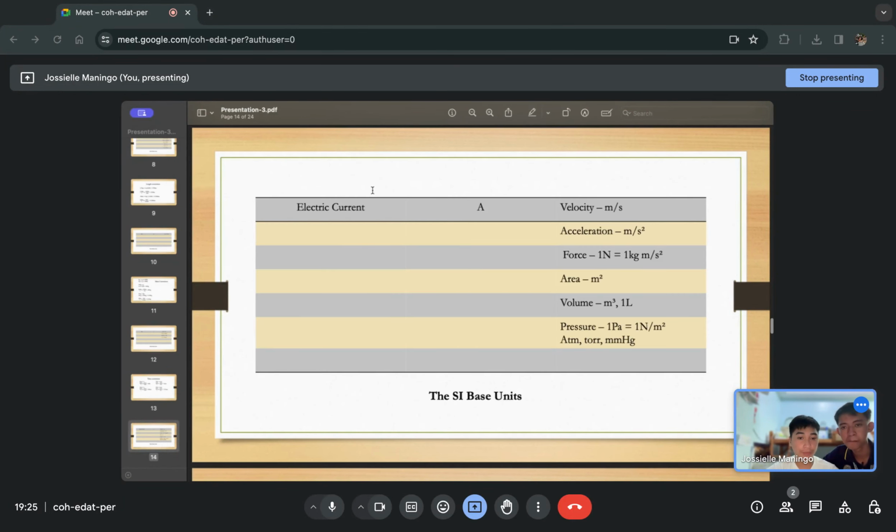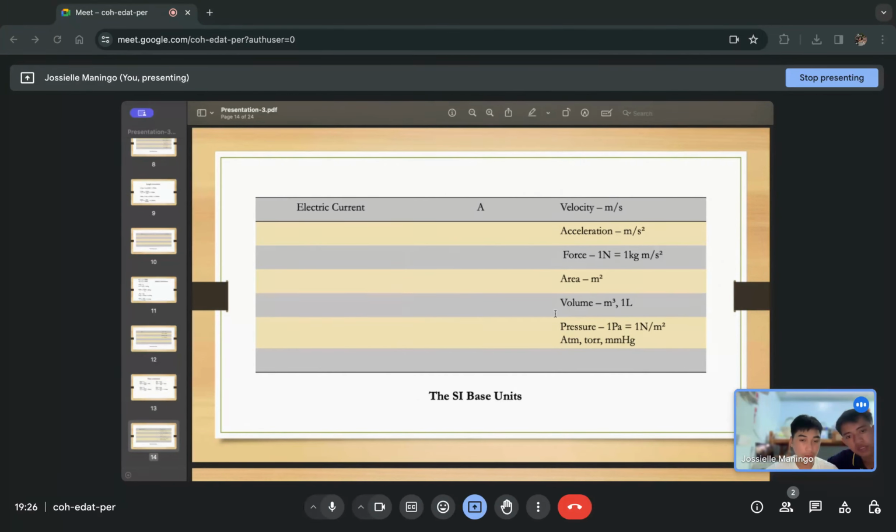Next, we have the current. Current is in amperes and the symbol is capital A. We have the velocity, acceleration, force, area, volume, pressure. This is the derivation, the derivation formula that you use to get these. Velocity and the others have their own derivations.